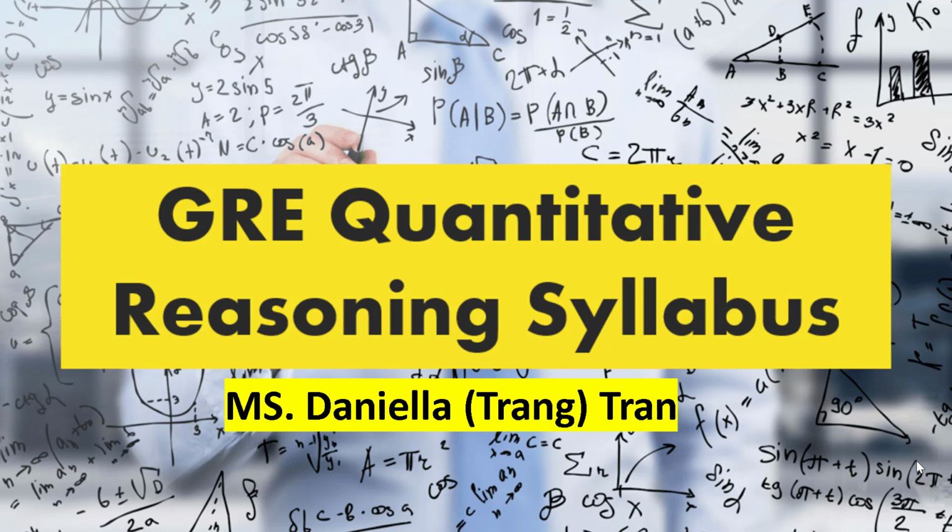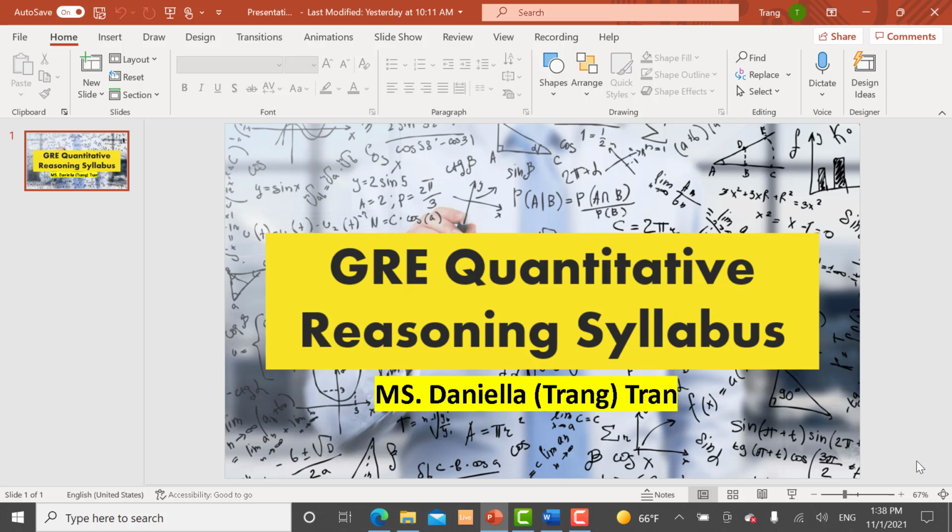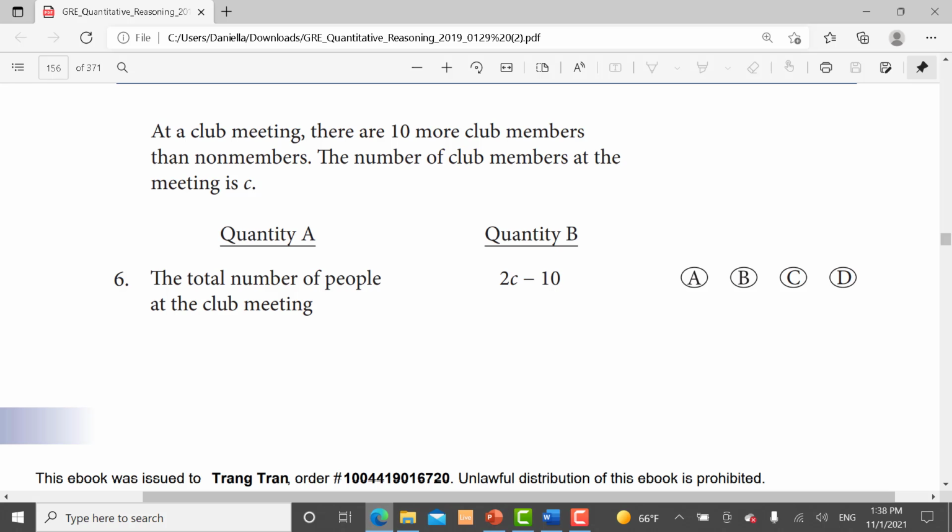Today we are going to work on 5 more GRE Quantitative Reasoning problems from the booklets to practice for the exam. So now let's look at problem number 6. Yesterday we finished the first 5 problems. So today we are going to continue on 6, 7, 8, 9, and 10. Here's the question number 6.